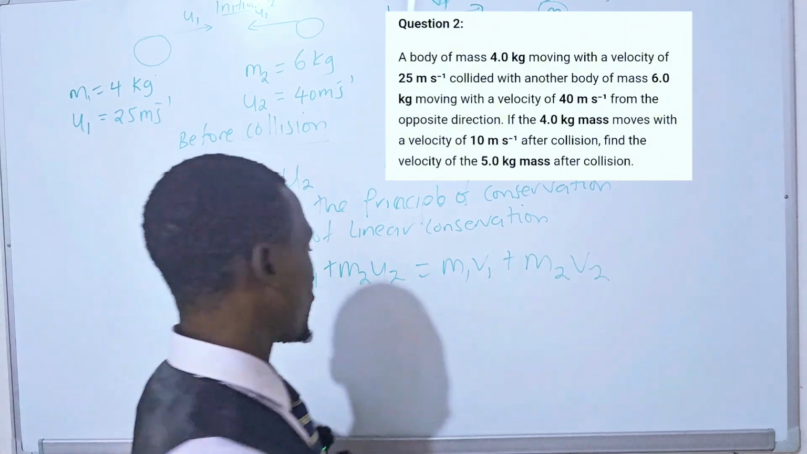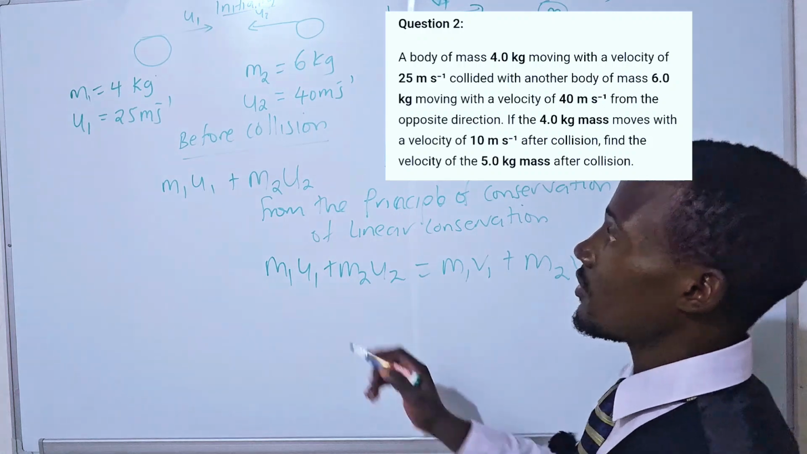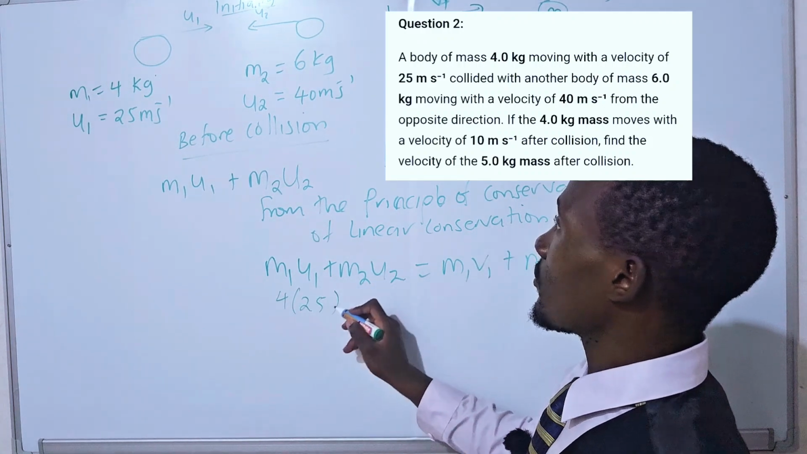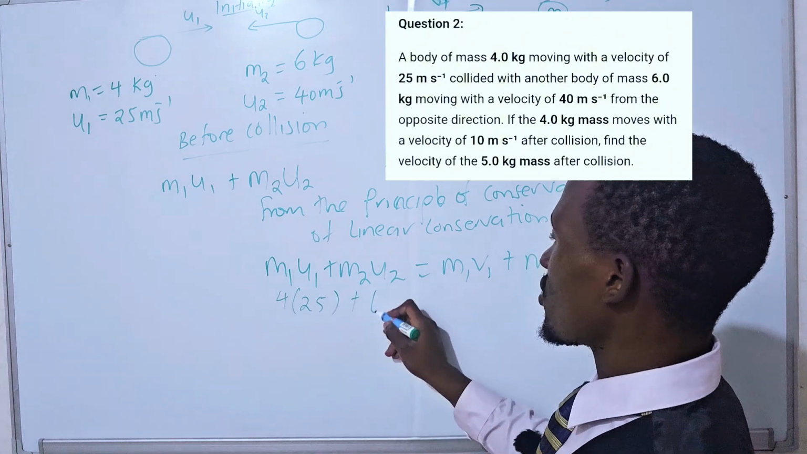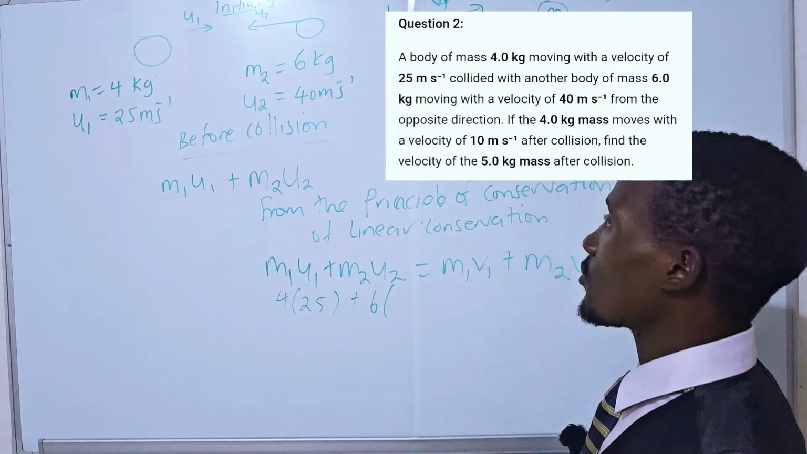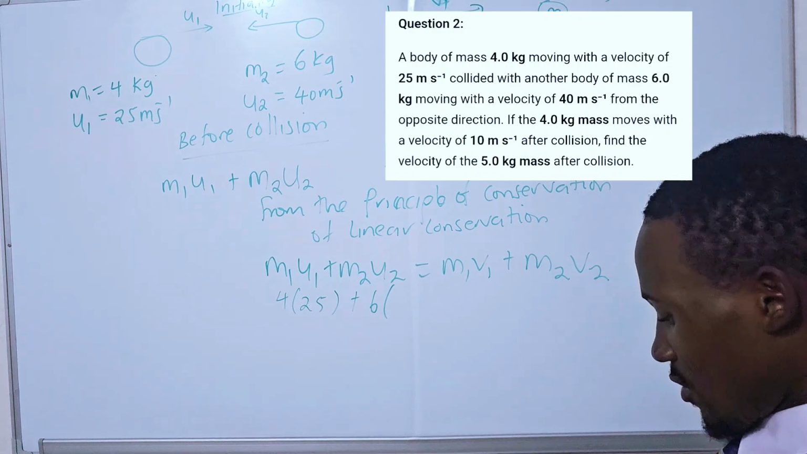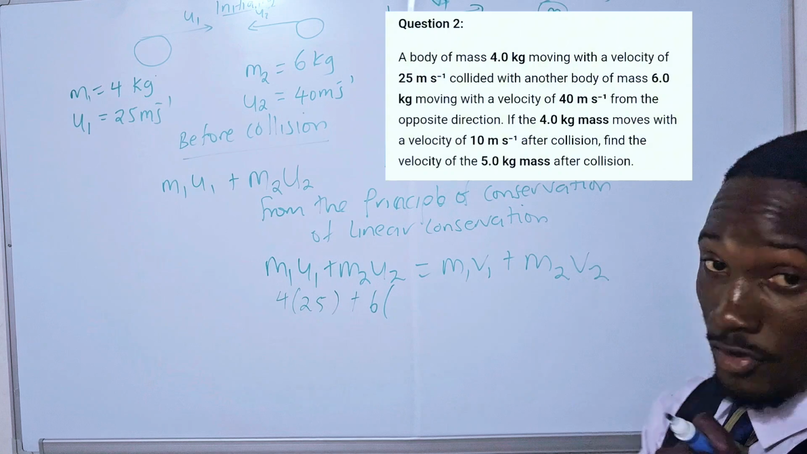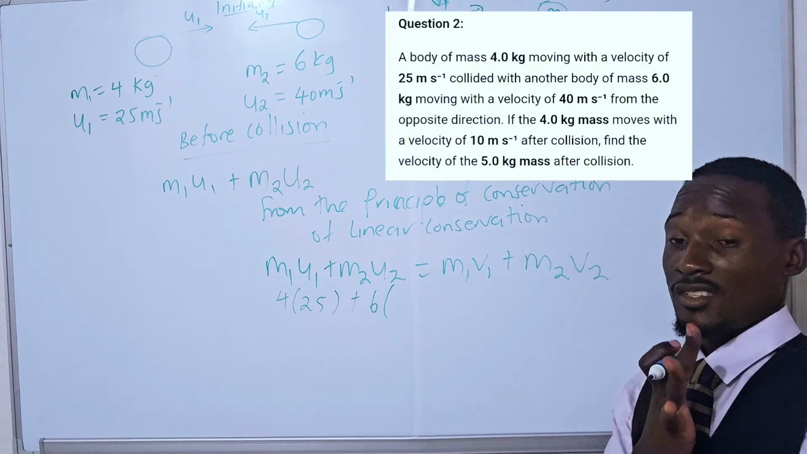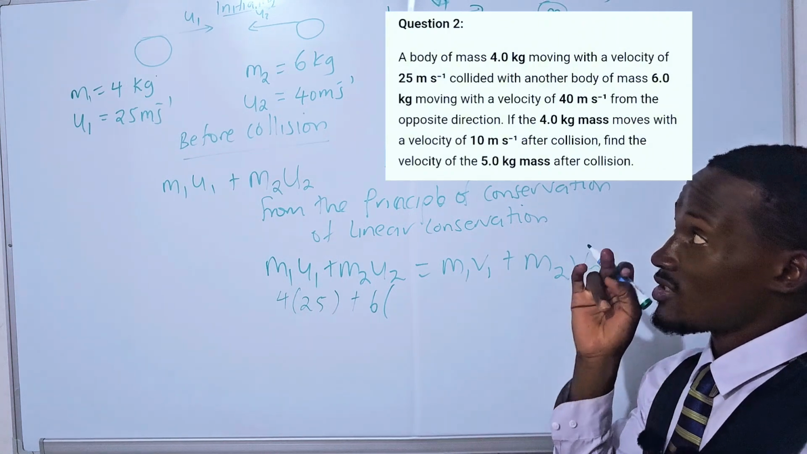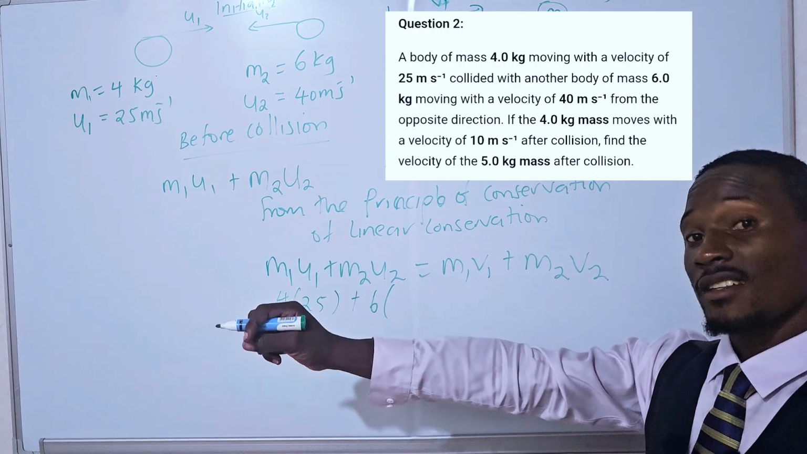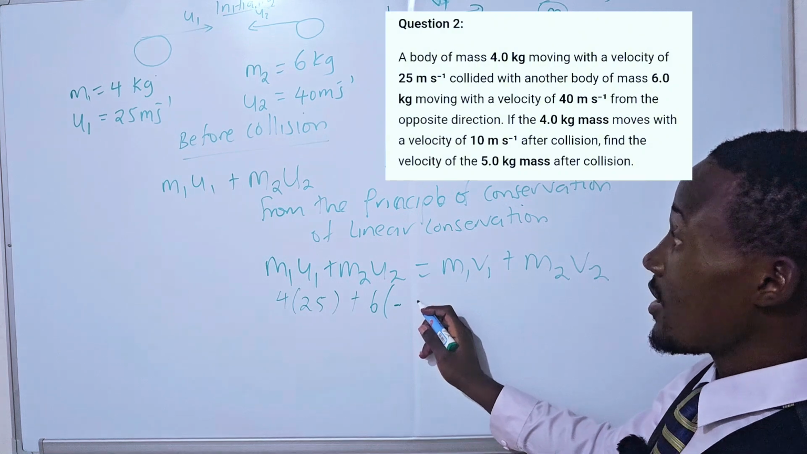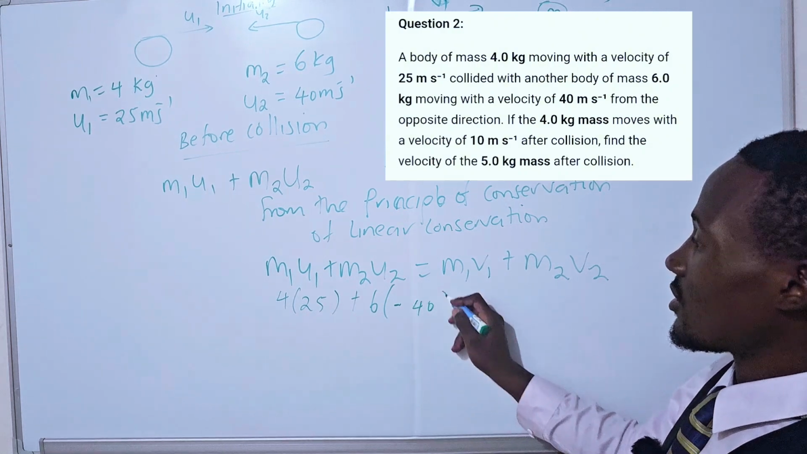Here we are. Now, M1, that is 4 kilograms times 25 plus M2 6 into, we are going to put a negative on this other one because they were moving in opposite direction. Don't forget, velocity is a vector quantity. So if it is moving this way, it is going in the negative x direction. So we are going to attach a negative here. Why? Velocity is a vector quantity.